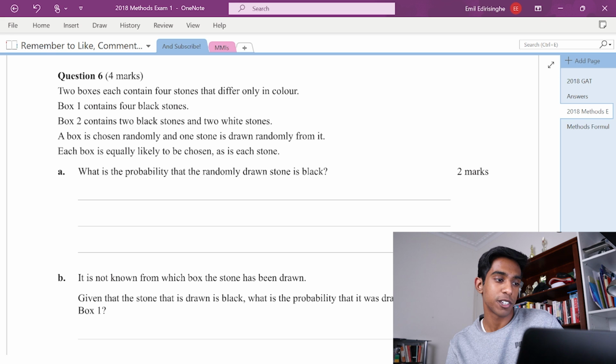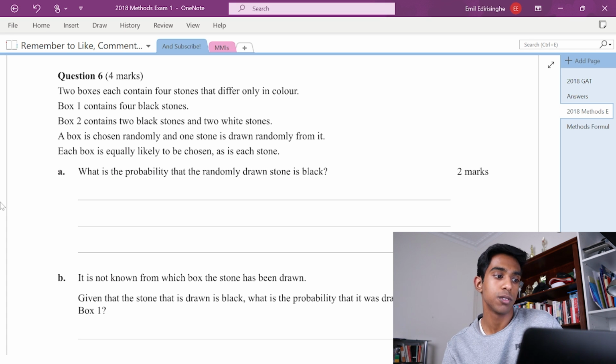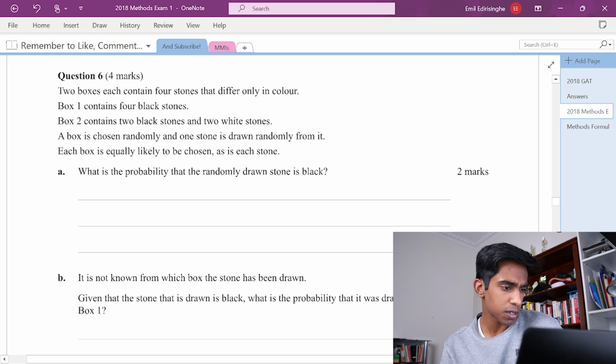Okay, so now we'll move on to question 6, which is a probability question. We're told that 2 boxes each contain 4 stones that differ only in color. Box 1 contains 4 black stones, box 2 contains 2 black stones and 2 white stones. A box is chosen randomly and 1 stone is drawn randomly from it. Each box is equally likely to be chosen, as is each stone. So what is the probability that the randomly drawn stone is black?